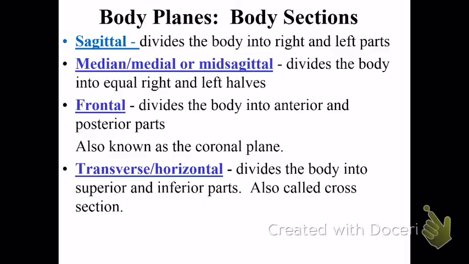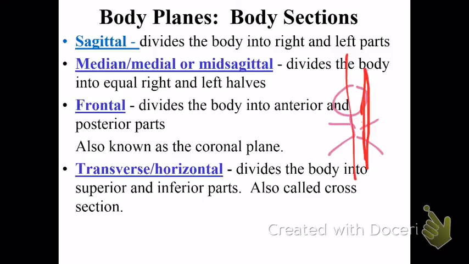Okay, medial divides the body into equal right and left parts. Sagittal doesn't have to be equal. Let me draw for you. So this could be sagittal. It has to be right and left, but it doesn't have to be in the middle. Medial has to be right in the middle.